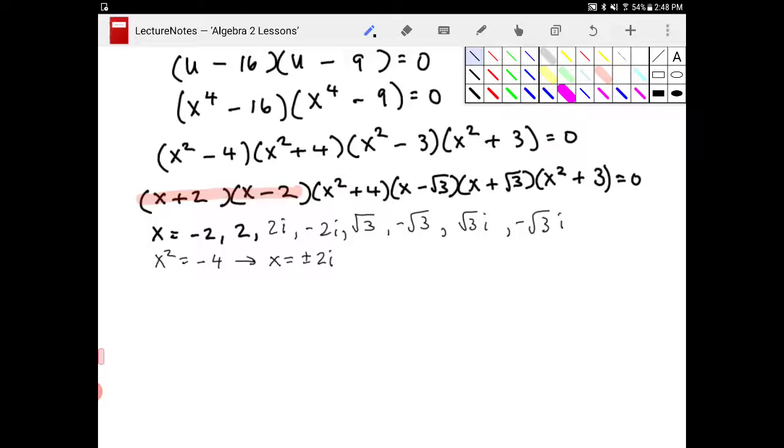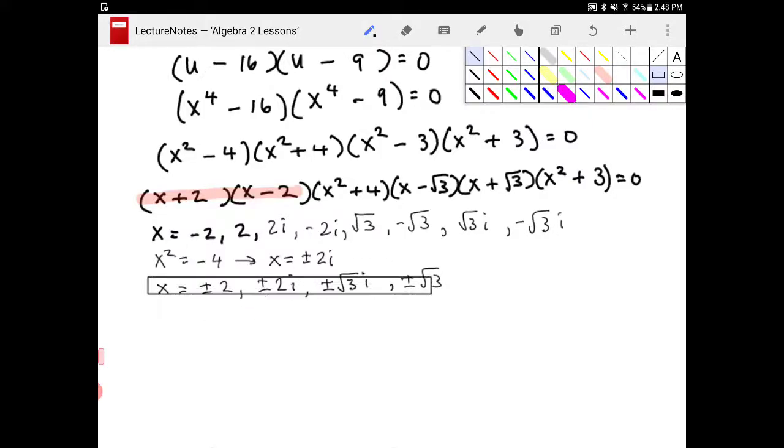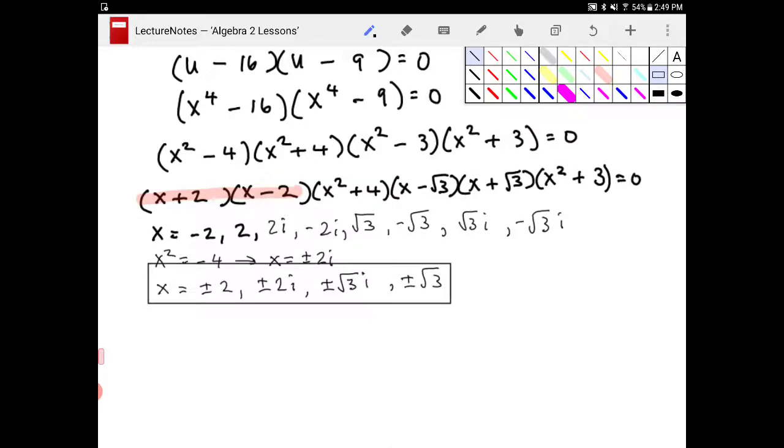Do you have to list it all out like this? No, you can certainly write it like this: plus or minus 2, plus or minus 2i, plus or minus radical 3i, plus or minus radical 3. So you can write it in that succinct manner as well. So those are my answers.